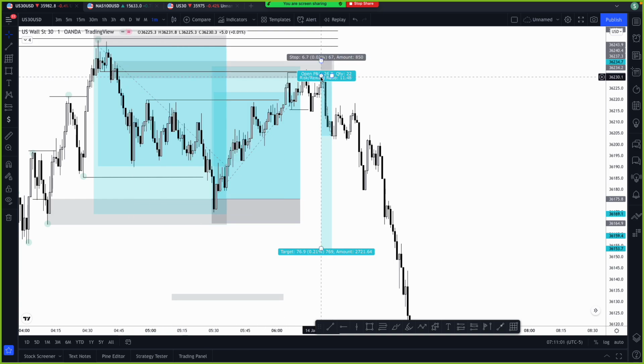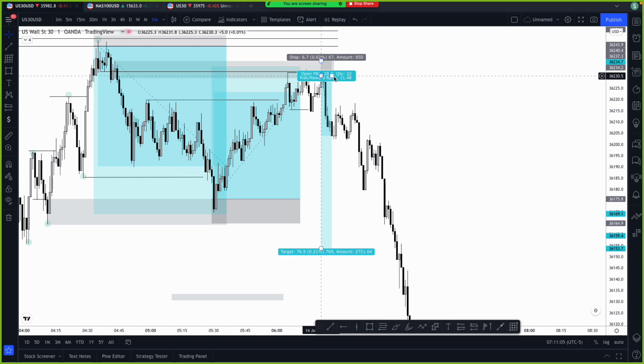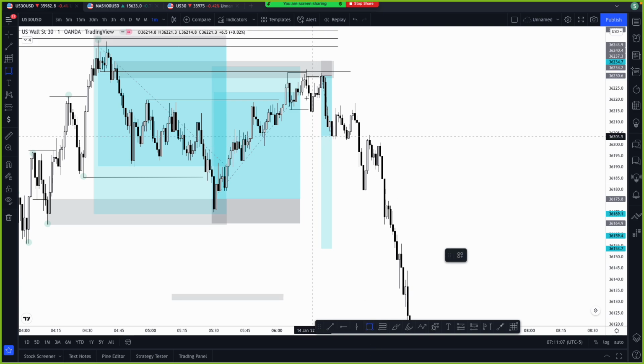So again, here could be a perfect entry. Remember, when we have this reduced risk, then we need the continuation trade. This was a perfect one. You see that zone there? This one was also a nice perfect entry.